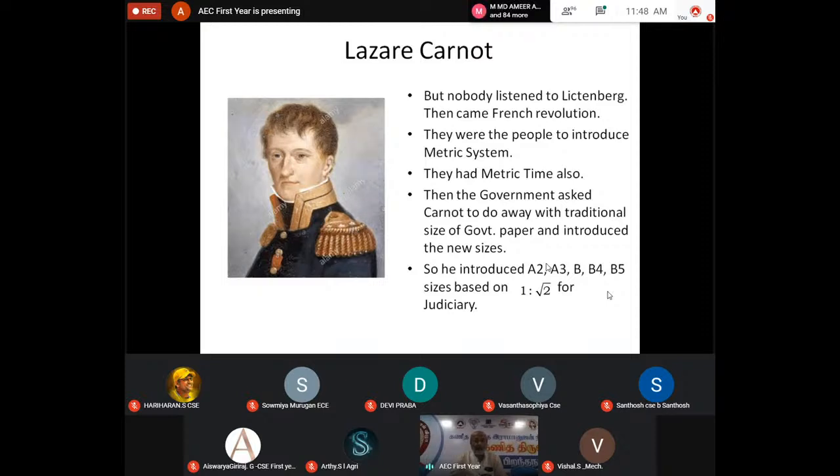Then the government asked Carnot. Do you remember this name, Lazare Carnot? Thermodynamics people will know the Carnot cycle. In fact, Lazare Carnot's son was the Carnot who had discovered that Carnot cycle. Then the government asked Carnot to devise some kind of system to replace the earlier system. So the traditional government size paper was done away with, and he introduced paper called A2, A3, B4, B5, all based upon 1:√2. But it was not for ordinary use; it was for the judiciary.